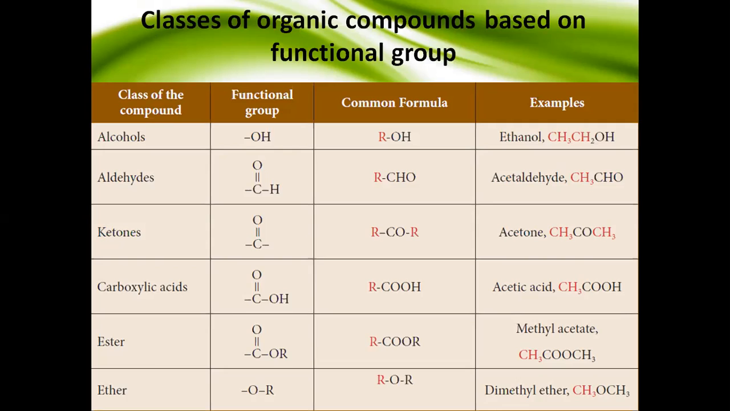So, example, dimethyl ether: CH3 O CH3. CH3 and CH3 are put into the R, and O is the functional group. Same for the ester: COO is the functional group, so R, COO, R. So these are the classes of organic compounds based on the functional group.